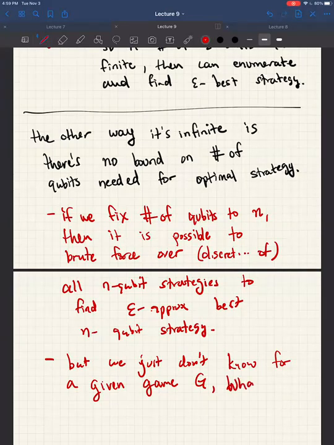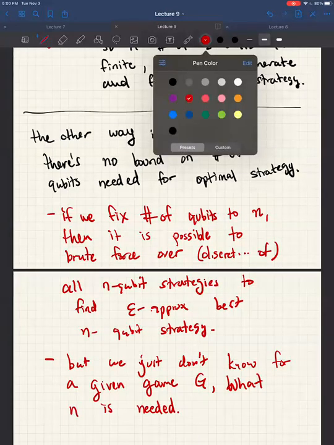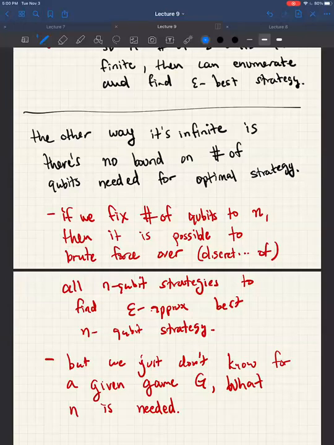And if you do fix n, can you do something better than brute force? Or is it not known? Great question. So let's try to do an estimate. If you have n qubits, I think the best is brute force. So how long does it take to brute force over n qubit strategies? Well, the dimension of the space is 2 to the n, right?